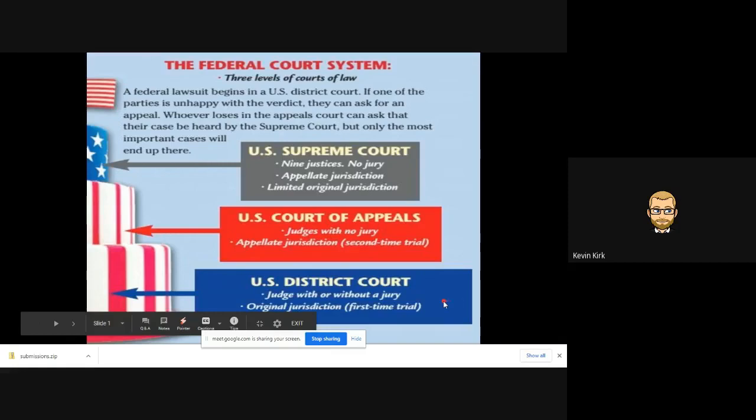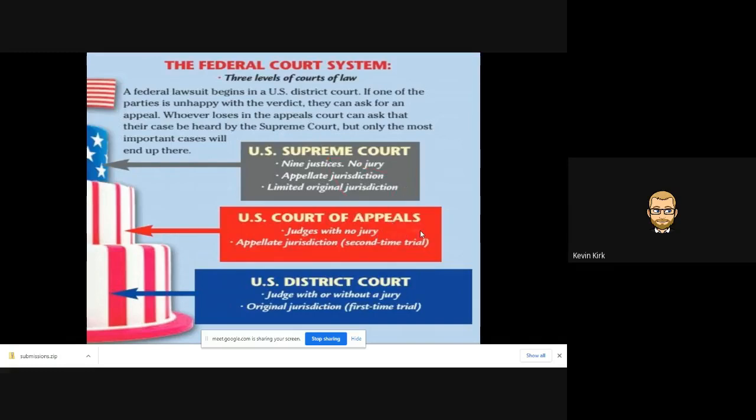Now, if the case starts in the U.S. District Court, the Court of Appeals would be where they appeal the case. In the U.S. Court of Appeals, you have 3 judges and no jury because the case has already happened. They're looking at whether the judge and the lawyers followed the Constitution. If they did not follow the Constitution, they could send it back to district court or just dismiss the case altogether. This is called appellate jurisdiction and is a second-time trial. No trial starts in the Court of Appeals. It has to go to U.S. District Court first. And remember, we're specifically talking about the federal system.